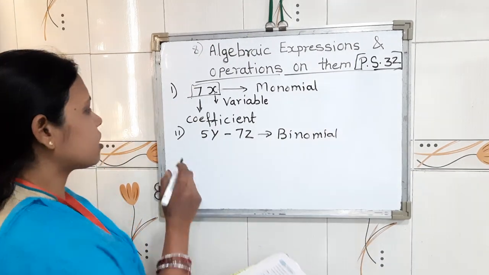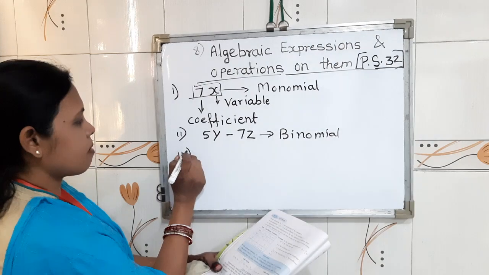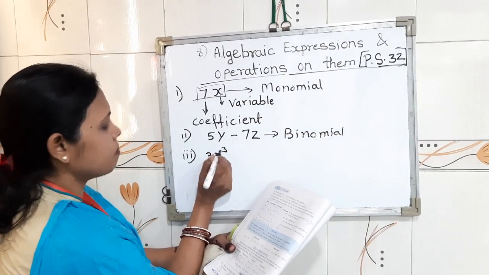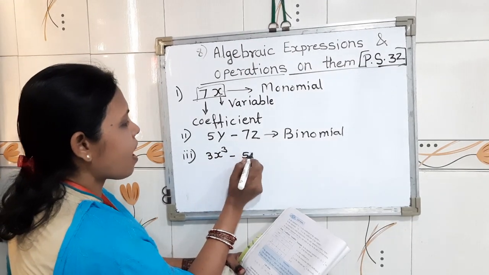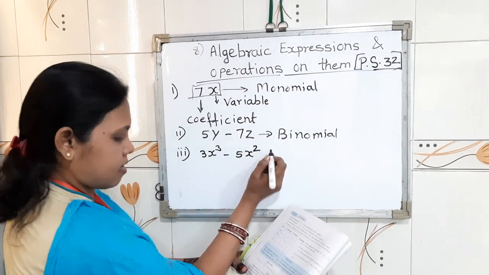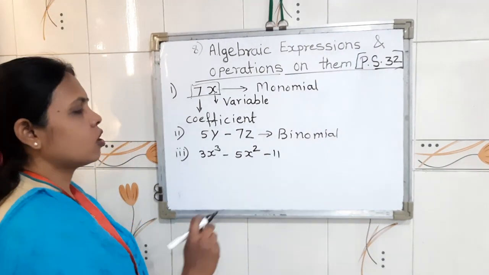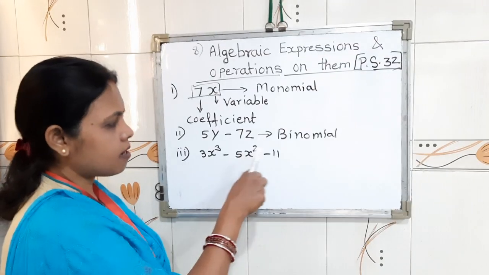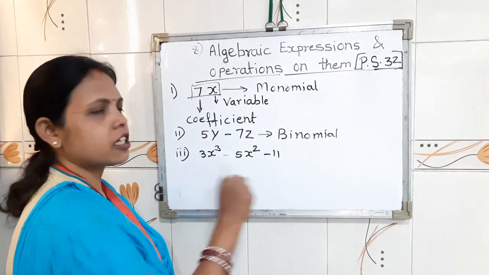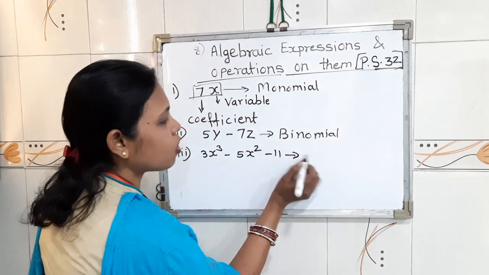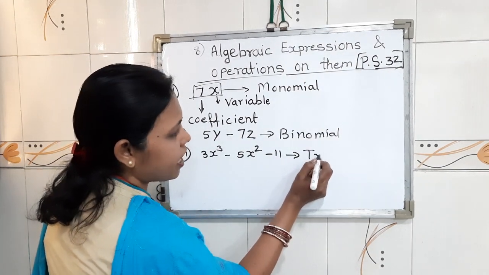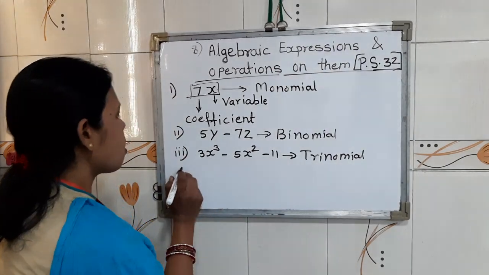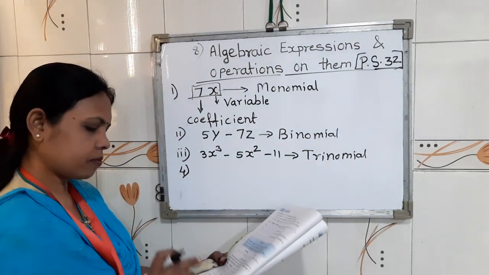Question number three is given: 3x cube minus 5x square minus 11. Here in the third question, there is a first term, second term and third term. Three terms are there. Therefore, we will call this a trinomial.